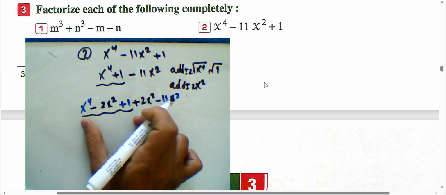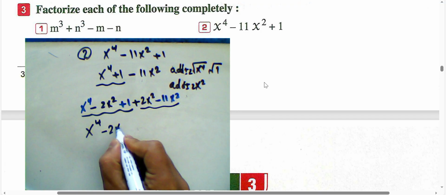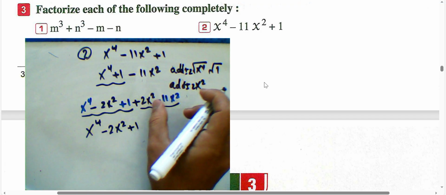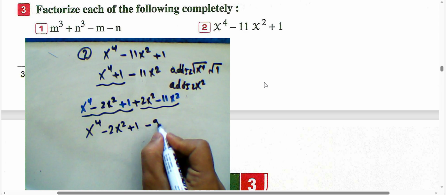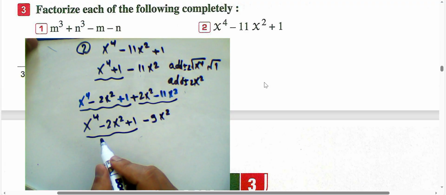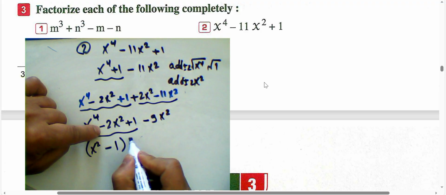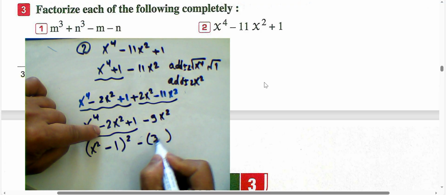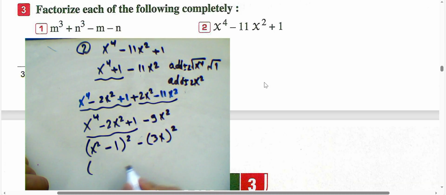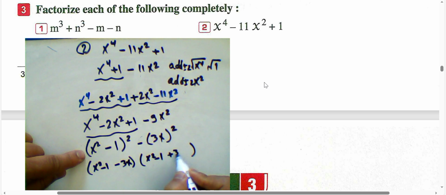Then we have three terms here, a perfect square, and two expressions we can simplify. We have x power 4 minus 2x power 2 plus 1, and 2x power 2 minus 11x power 2, which is negative 9x power 2. This expression is a perfect square, you can factorize it by writing brackets: square root of the first, square root of the third, the sign of the middle, and power 2. And 9x power 2 is 3x whole power 2. You can factorize the difference between two squares: x power 2 minus 1 and x power 2 minus 1 repeated, write negative and positive 3x and 3x.